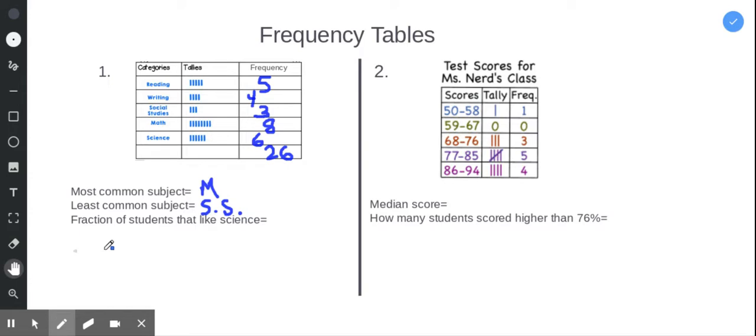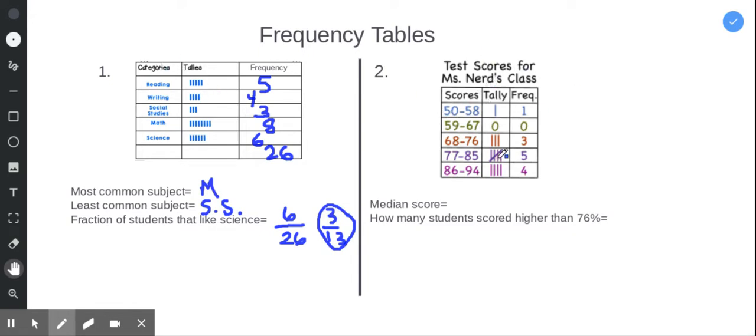Fraction of the students that like science. So fraction, so you just have to count up your total of 26. So you could simplify that by dividing them both by 2, and you'd end up with 3 over 13. Either one would be acceptable. Okay, so frequency tables are kind of nice to pull out that same information. You're just looking at it another way.